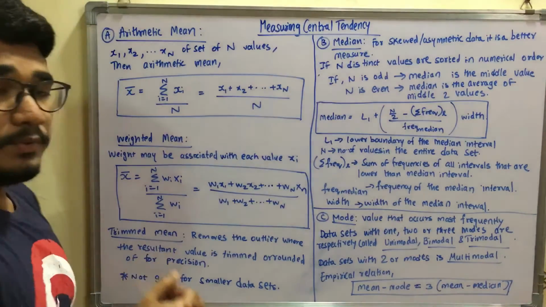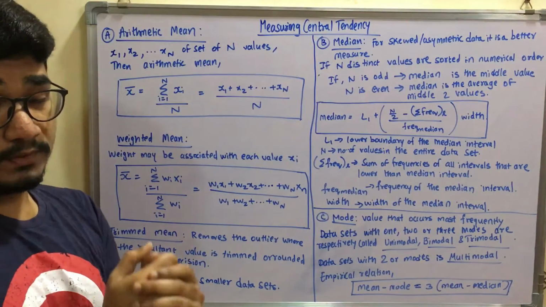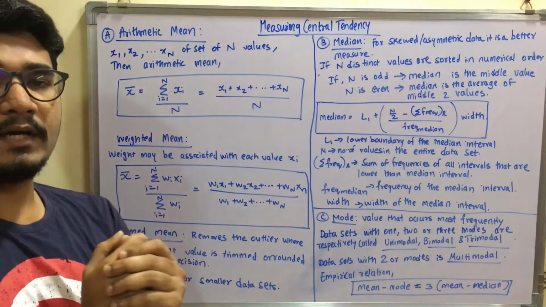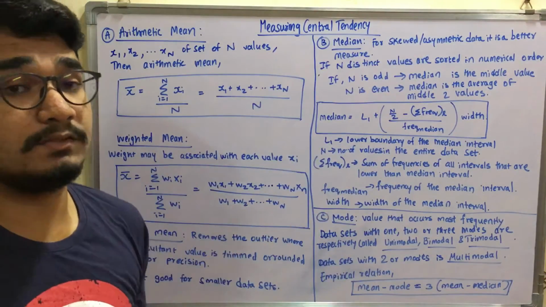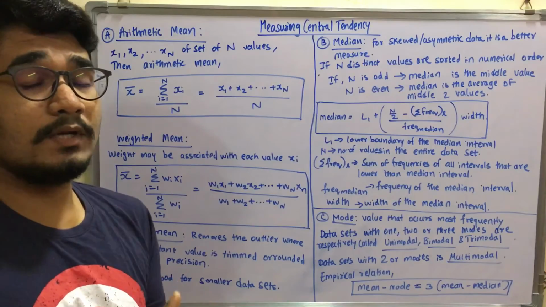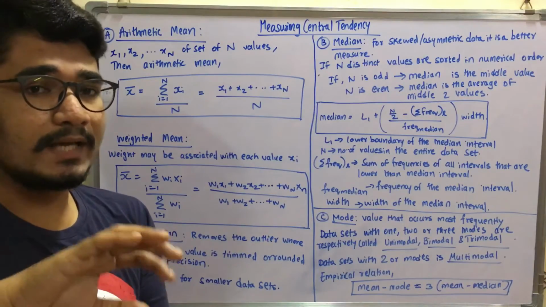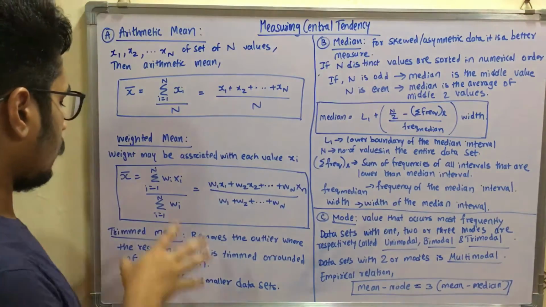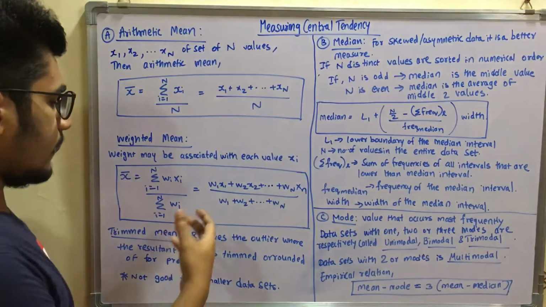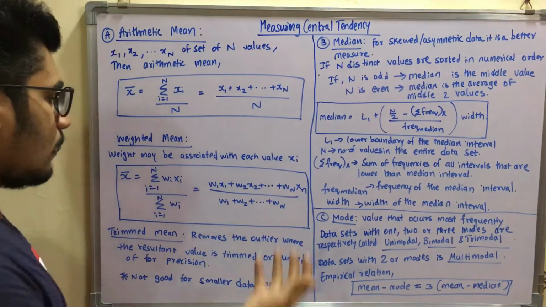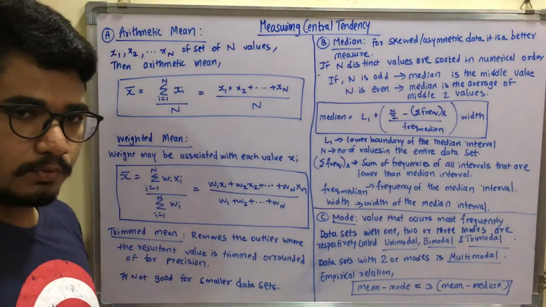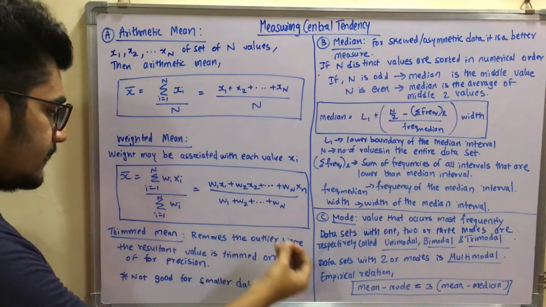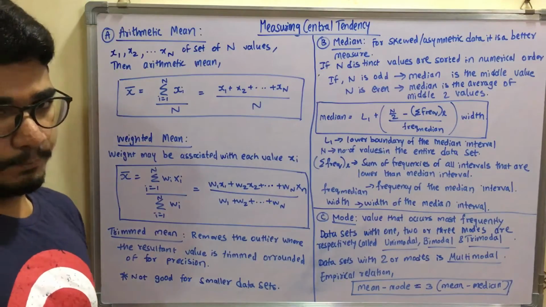For that, you may need to trim that particular mean. For instance, if you have a very large, massive data set, you have to trim it so that you can remove the outliers, noise or inconsistencies. So there is the trimmed mean, where we remove the outliers, and the resultant value obtained after each step is trimmed or rounded off for its precision.